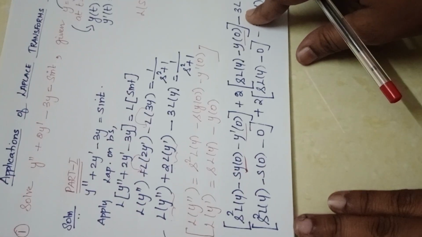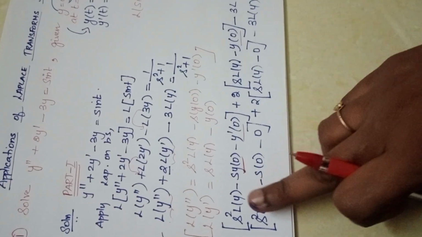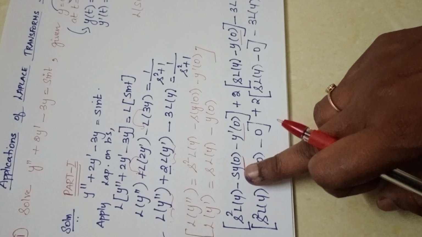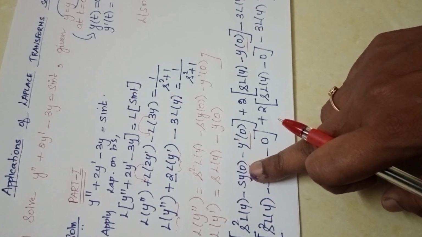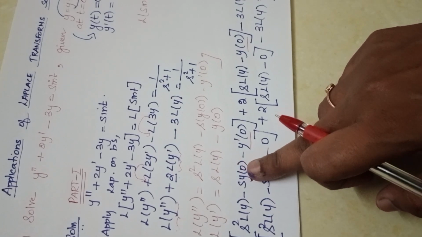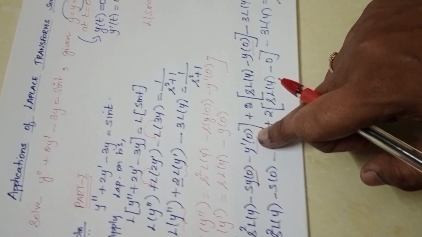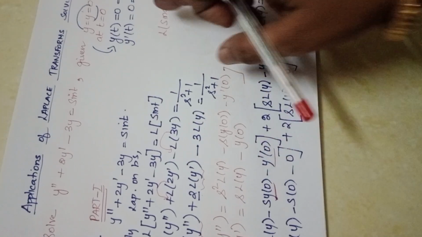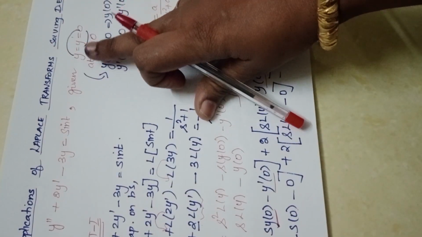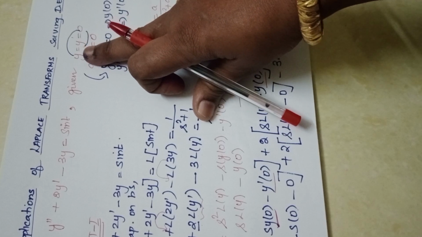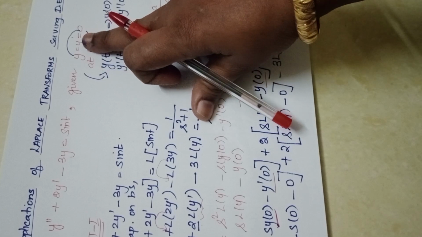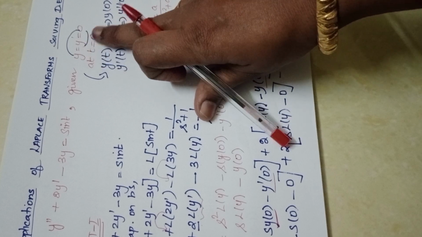So moving ahead to the next step. Now what is happening? In s square L of y minus s y of 0, there is always a constant, y of 0 and y dash of 0, whose values will always be given in the question. So we will go back to the question. There is something called y is equal to y dash is equal to 0 at t is equal to 0.